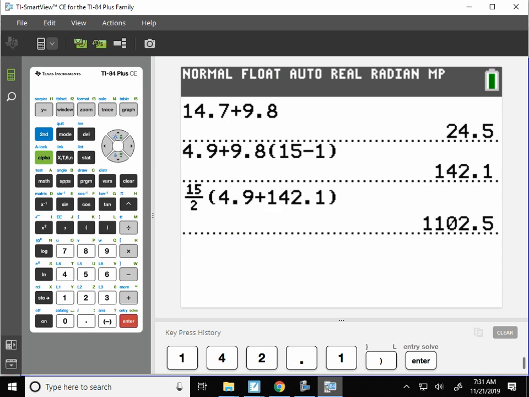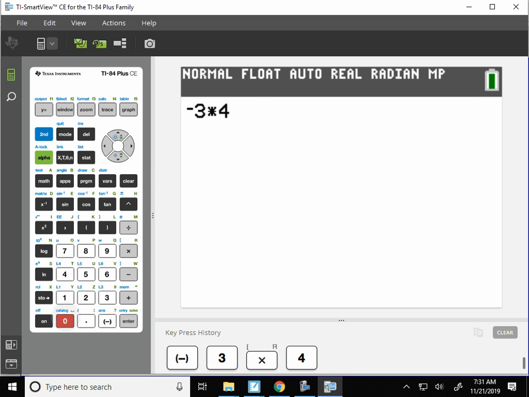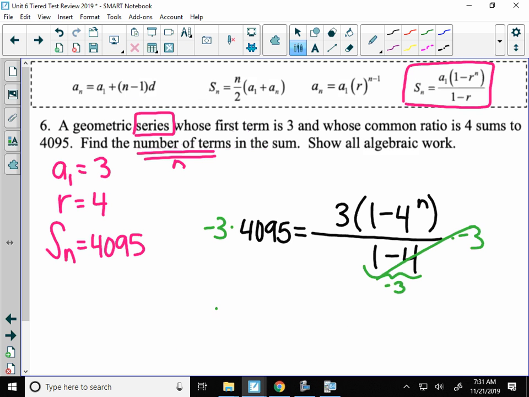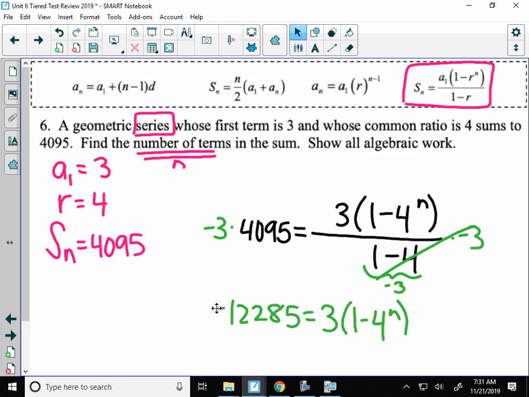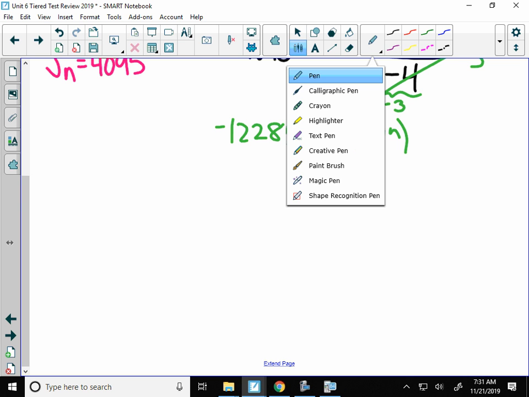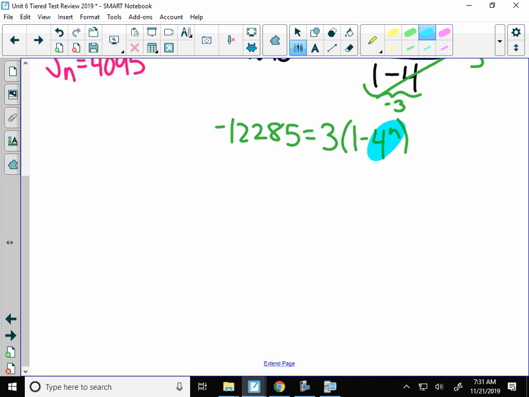So let's see. We have negative 3 times 4095 is that value. So that's what we have on the left right now. So negative 12285 equals 3 times 1 minus 4 to the n. Now I am eventually going to use a logarithm, our favorite, to get the n out of the exponent. But I cannot do that yet. I have to isolate the exponential here.